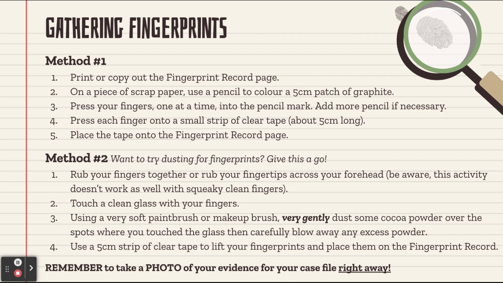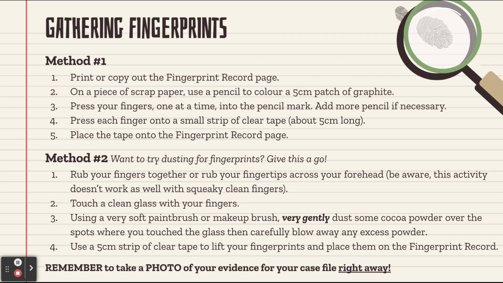You're just touching it as if you're picking it up to drink and then put it down again, because you want clear, non-smudged fingerprints. Then, using a very, very soft paintbrush or a makeup brush, very gently dust some cocoa powder over the spots where you touch the glass. Then carefully blow away any excess powder.